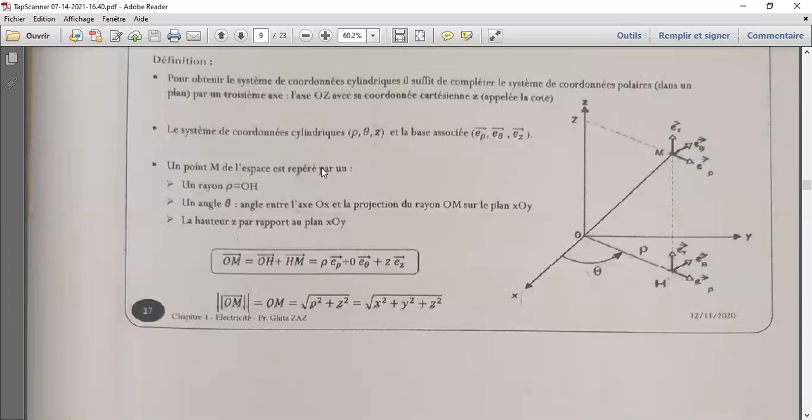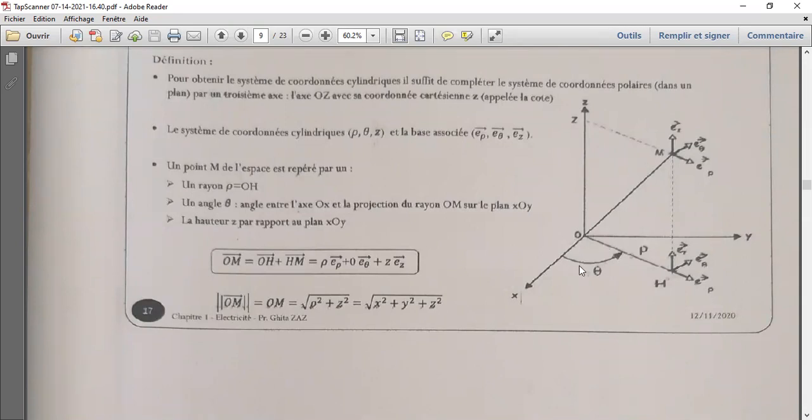"un point M de l'espace est repéré par un rayon rho", which is OH. So it's the same thing I was saying: for me to have this point M, I have to move the radius, which is OH. Then I have to move a certain angle theta, the angle between the axis OX and the projection of the radius OM on the plane XOY.